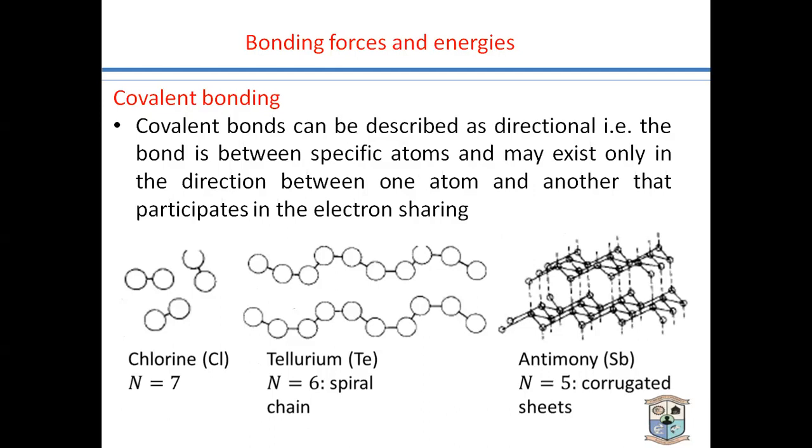So, continuation with covalent bonding. This can be described as directional. We said that already. The bond is between specific atoms and may exist only in the direction between one atom and another that participates in the electron sharing. We have chlorine there, tellurium, as well as antimony here, Sb. This is a spiral chain. These are more or less like corrugated sheets. We have our chlorine atoms here. So these are just a different type of bonds. You can see one is forming the spiral one, these ones are corrugated.